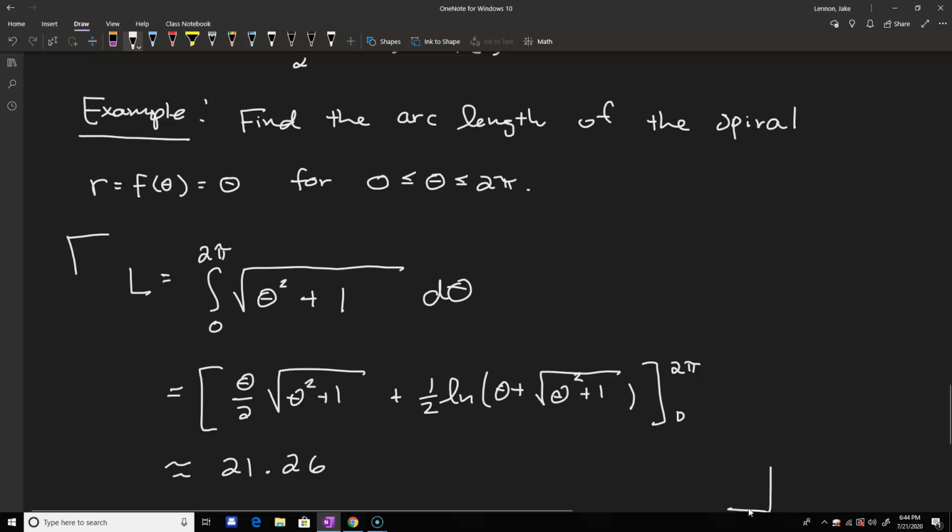Okay, so those are the basic tools of calculus involving polar coordinates.